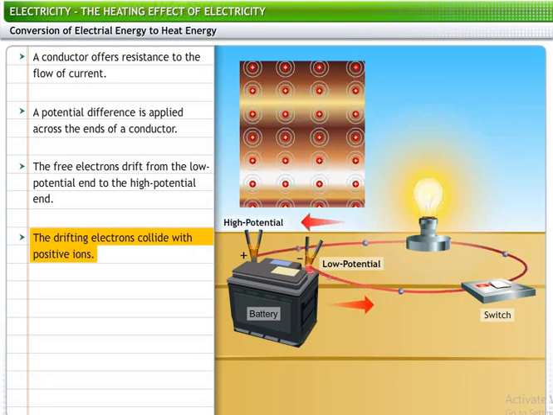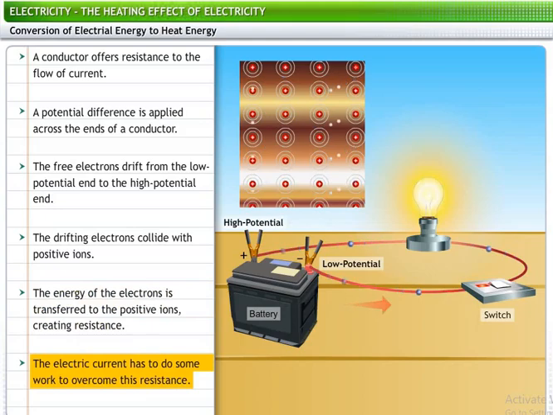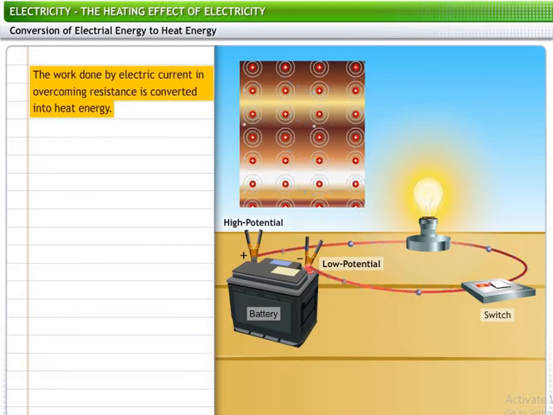When the collisions take place, the energy of the electrons is transferred to the positive ions, making the ions vibrate more violently. This creates resistance to the flow of electrons. The electric current has to overcome this resistance. The work done by electric current in overcoming this resistance is converted into heat energy. This is the heat that you use in your electrical appliances.